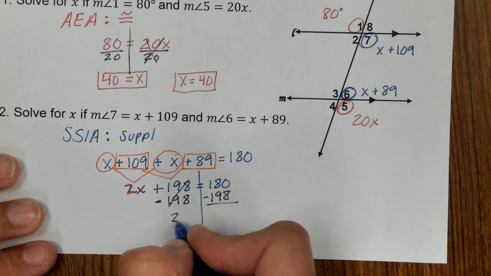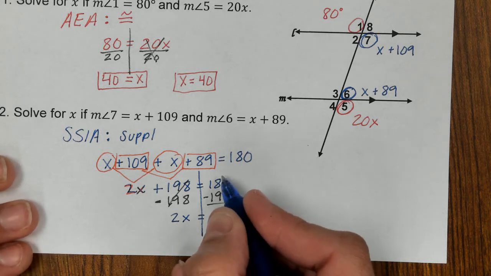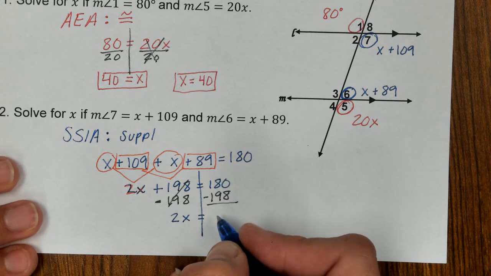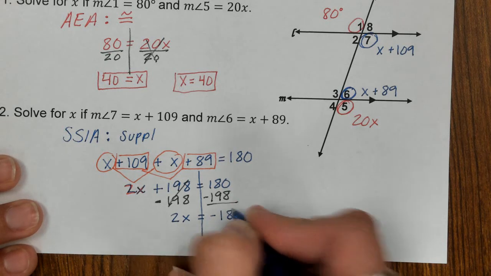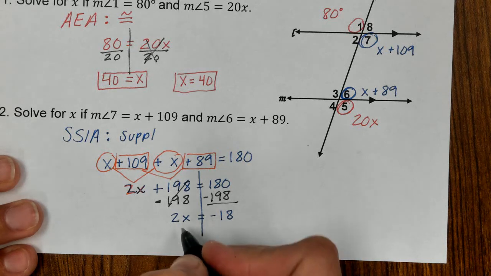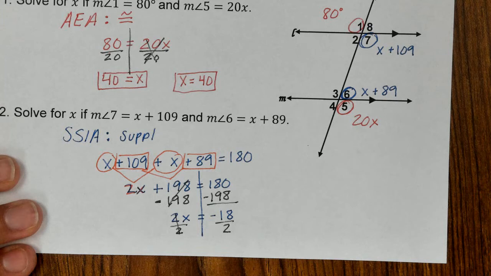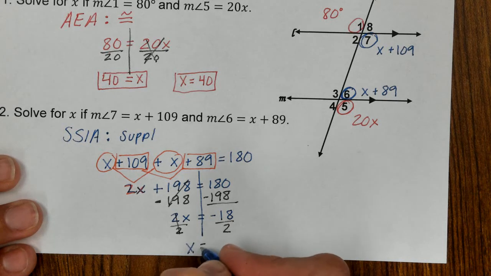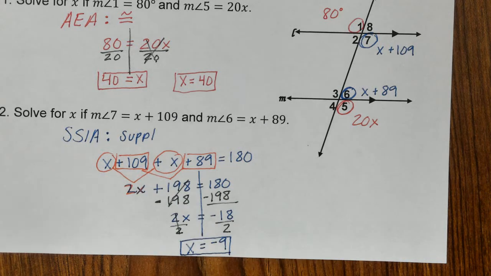We're going to wind up with 2x equals, we will have a negative. We're subtracting a bigger from a smaller. Please double check with your calculators, okay? We will wind up with a negative 18. We have 2x equals negative 18. Divide both sides by 2. We're going to find out that x is going to equal a negative 9. And that's okay. When we plug it back in, we will get positive numbers, okay?